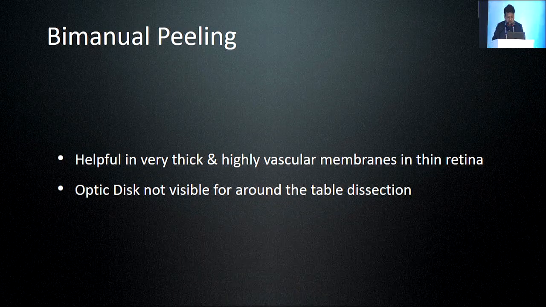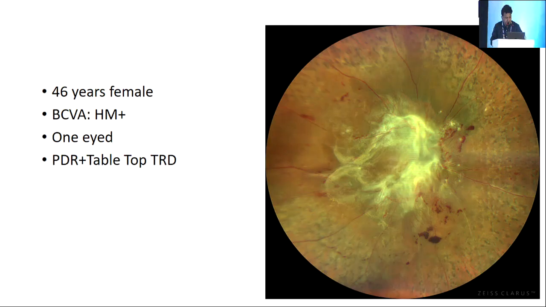Bimanual peeling is very helpful in very thick and highly vascular membranes, in thin retina, or if you're not able to start your membrane dissection at the disc. For this, this was a 46 year old female. Best corrected vision was hand movements. She was one-eyed with PDR and tabletop TRD.